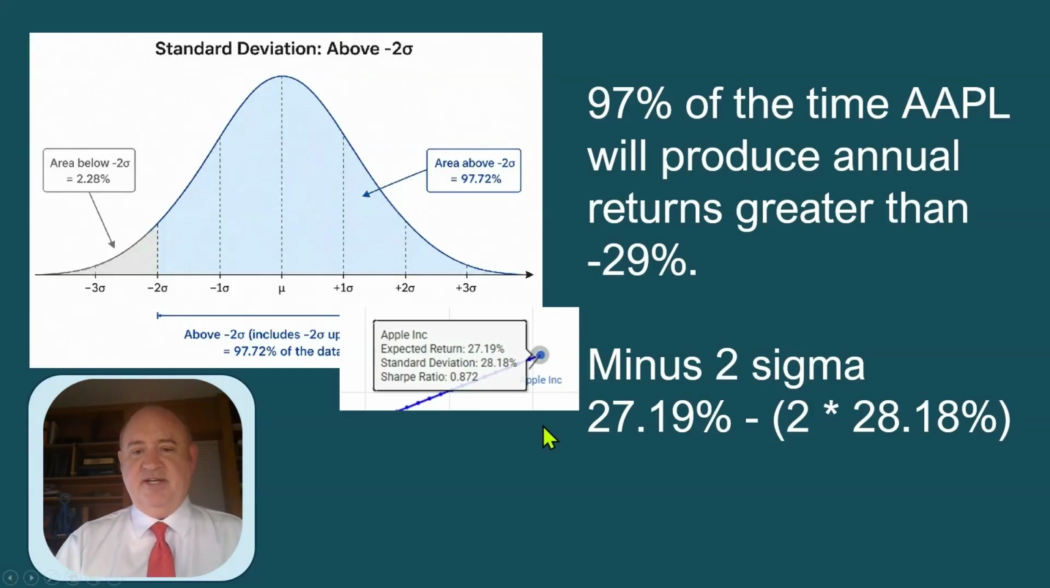And so the math here is the minus 2 sigma is the 27.19 minus 2 times that standard deviation. That gives us our minus 2 sigma, and this is what we'll be referring to when we look at the bottom side risk. So most of the time, we expect the return of this portfolio to be above minus 29%.